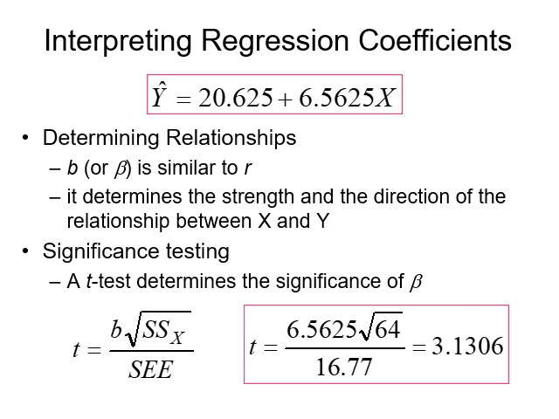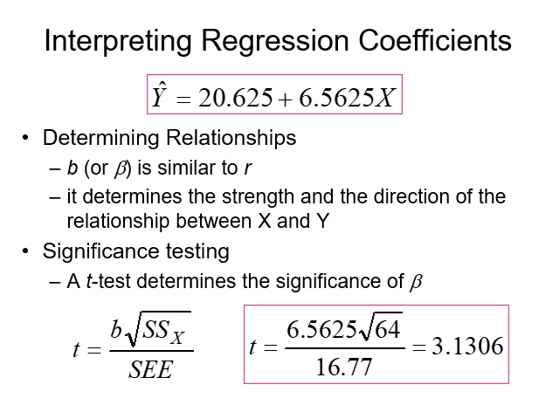So to calculate t, we're going to use the following equation, and this is again building on everything that we have already calculated. We're going to take the B weight, the unstandardized value, so basically that unit change, and we're going to multiply it by the square root of the sums of squares x. So we're going to take 64, take the square root of it, and multiply it by the B weight, 6.5625. That's the top of the equation.